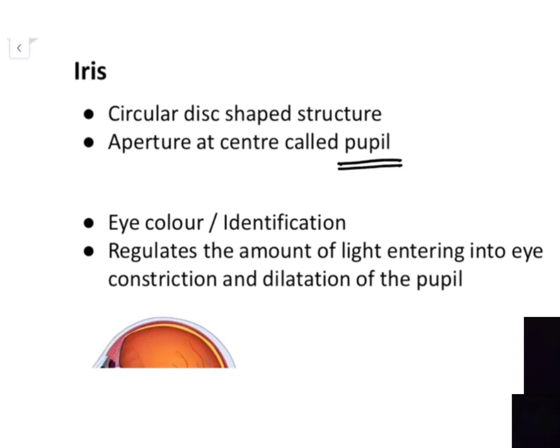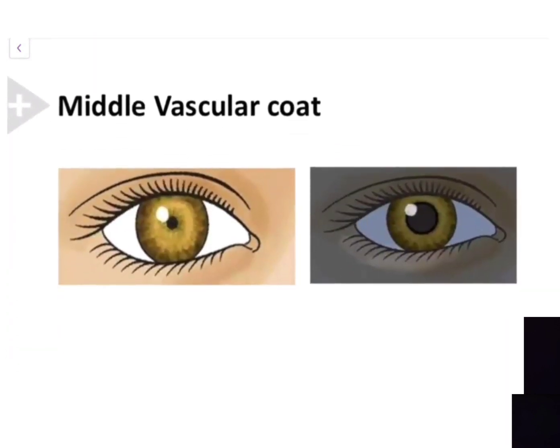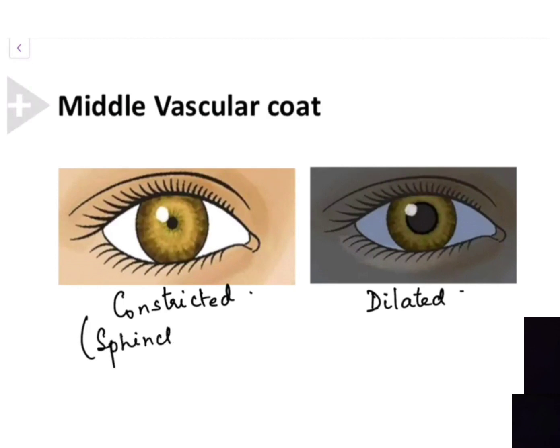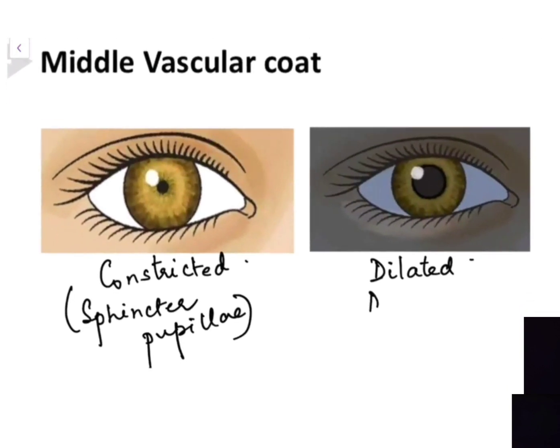Right? Now what is the importance of this iris? This iris controls the diameter of the pupil, which means that the pupil can be made small or big. So this pupil can either be constricted, as you see in this picture, this is a constricted pupil and this is a dilated pupil. Now why this constricted pupil? This is because of a set of muscles called the sphincter pupillae muscle. And the dilated pupil is because of, obviously, the dilator pupillae muscle.